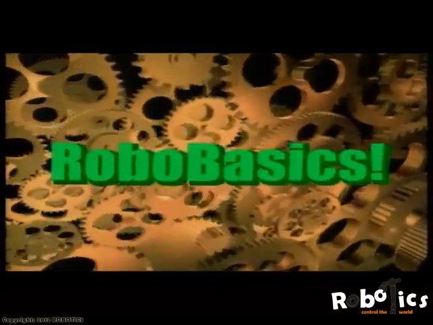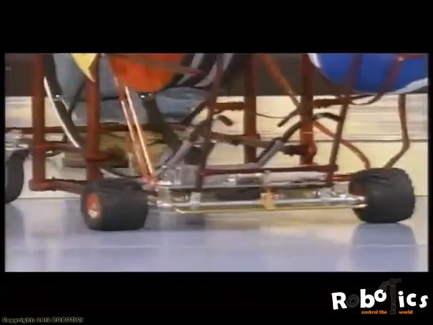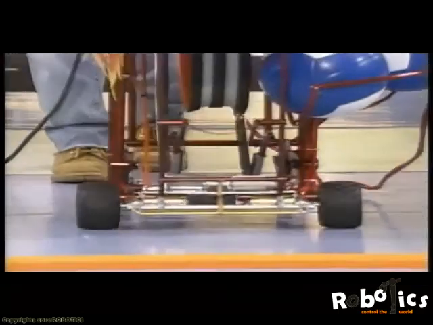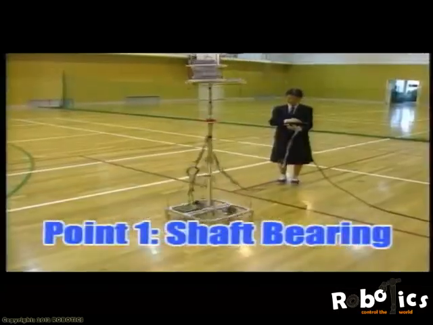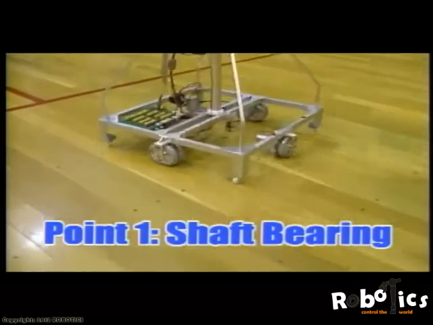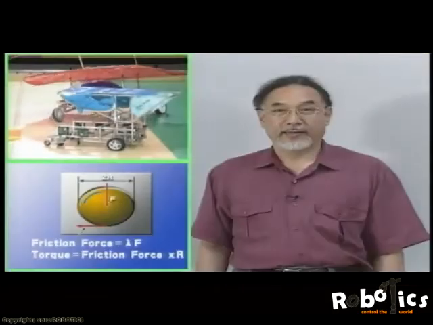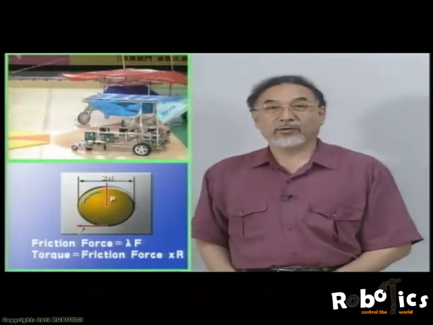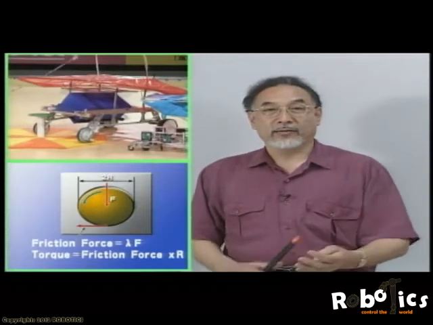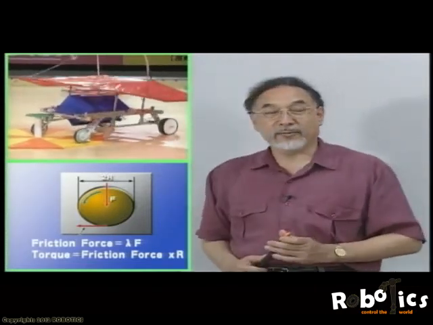Robo Basics. Wheels and bearings are basic elements in a ROBOCON machine and can be designed in many ways. Point number 1, shaft bearings. The first point is the shaft bearing, which is used in many places, like the wheels and arm. Today, we'll look at how they're used with wheels.